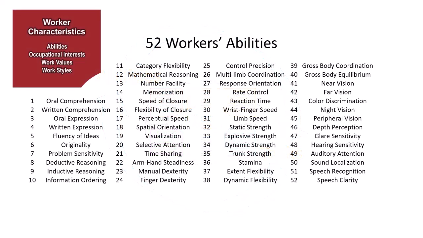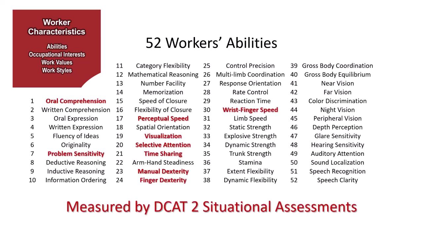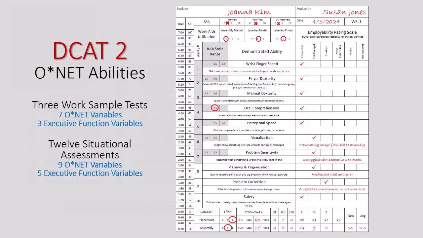In the Worker Characteristics Abilities database, there are 52 abilities. The DCAT-2 measures 9 of these: oral comprehension, problem sensitivity, perceptual speed, visualization, selective attention, time sharing, manual dexterity, finger dexterity, and wrist finger speed. Altogether, there are 15 tests in the DCAT-2, 3 work sample tests, and 12 situational assessments.